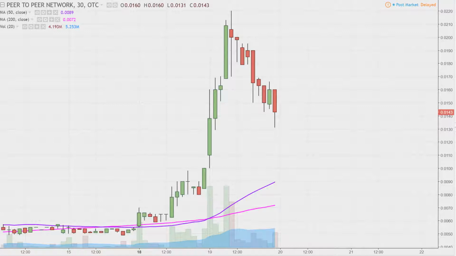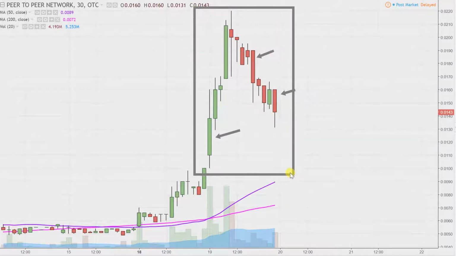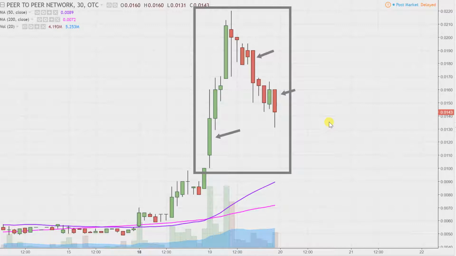Real quick, what do I mean by 30-minute in case maybe you're new to charts? Instead of each one of these candlesticks here representing 1 day's worth of price action, which is what you would normally see, each one represents 30 minutes. So while this here may look like several days worth of time, it's actually just today's price action broken down into 30-minute time slices.